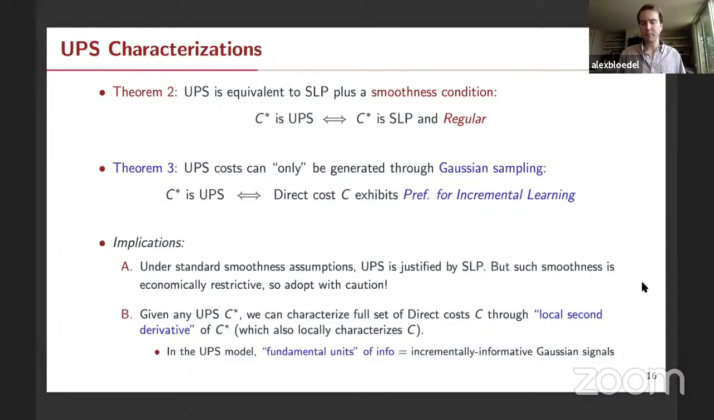A bit more subtly, the second theorem says that for any given UPS cost, we can characterize the full set of direct costs that could have generated it through this local second derivative of the indirect cost, which also is the local second derivative of the direct cost. Now, economically, this local second derivative characterizes the cost of sampling from a Gaussian diffusion for just an instant. And once you know how to price, for the UPS model at least, those uninformative Gaussian signals, you also know how to price all other experiments. So basically what this says is that in the UPS model, the fundamental units or atoms of information are precisely Gaussian diffusion signals.